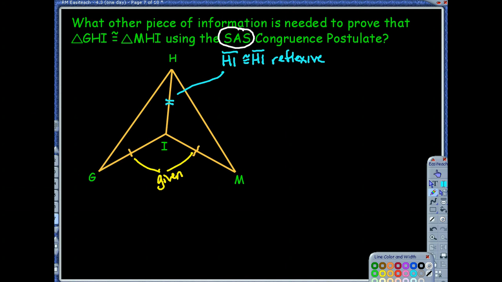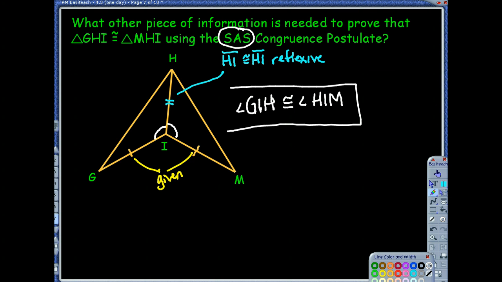If I had to use side angle side, I would need an angle that's included between the 2 congruent sides. And I'm seeing that angle GIH has to be congruent to angle HIM. Those are the included angles. So if I gave that to you, or you were able to somehow prove that, then you could prove those triangles are congruent by side angle side.